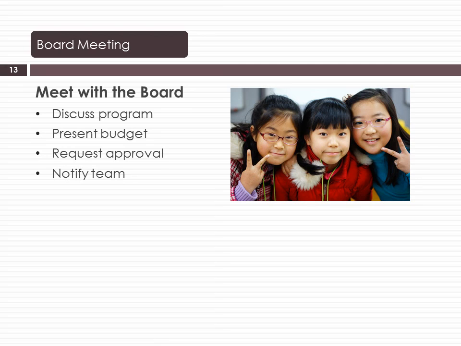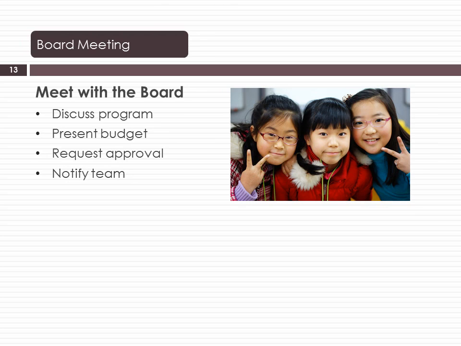The next step is to meet with the board of directors. Now you've already gotten your board. You've already gotten your budget completed. You know that you need $16,600. So you want to meet with the board and discuss the program with the board of directors, present the budget, and request approval for the budget.